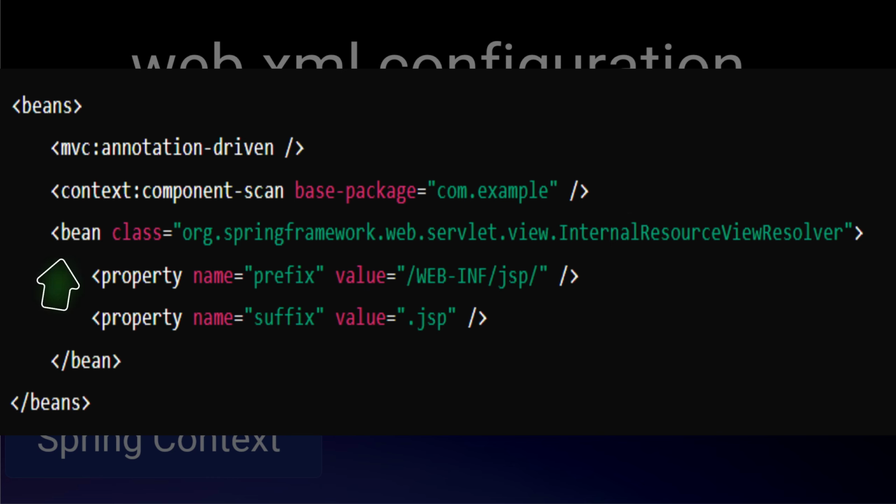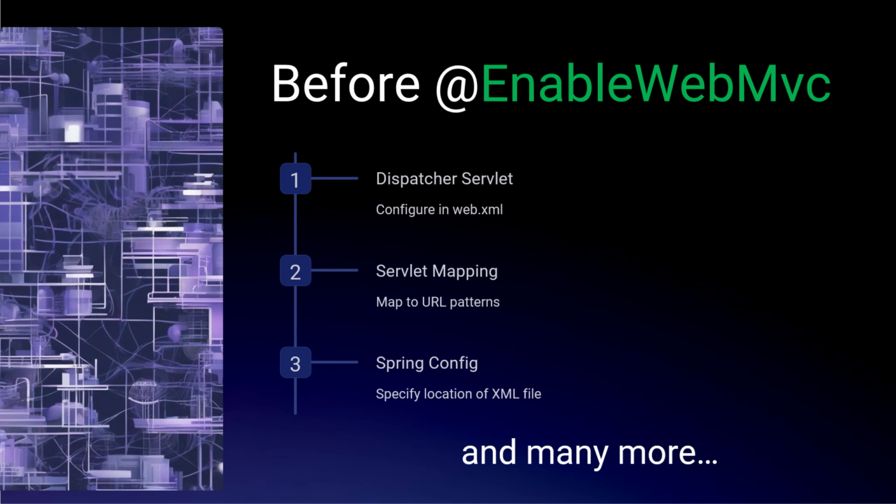Next is a bean definition for configuring a view resolver. This we have already discussed in detail in one of our previous MVC videos. If you want the detailed session on that, you can check it out from the playlist. So this setup was essential but required a considerable amount of boilerplate code that makes the configuration process more error prone and difficult to manage.